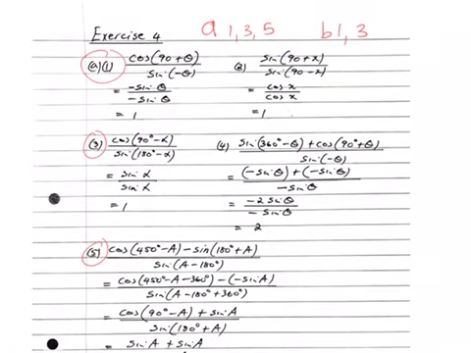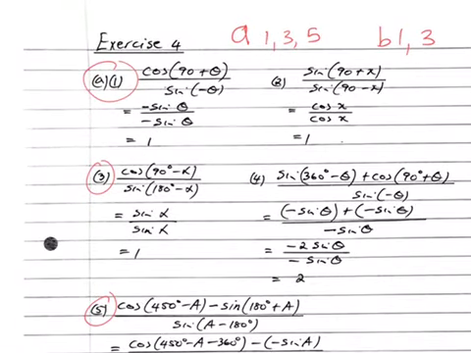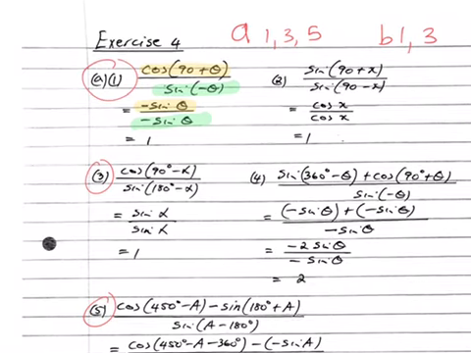Okay, so for exercise 4, I said just try A, 1, 3, and 5, and B, 1, and 3. You can try more if you want. This is using your co-ratios and negative angles that I have taught in the previous video. So now you must know your theory here. If you see a cos 90 plus, it changes to negative sine of that angle. If you have sine of a negative angle, it becomes negative sine of that angle. Top and bottom are the same, so they cancel out to become 1.